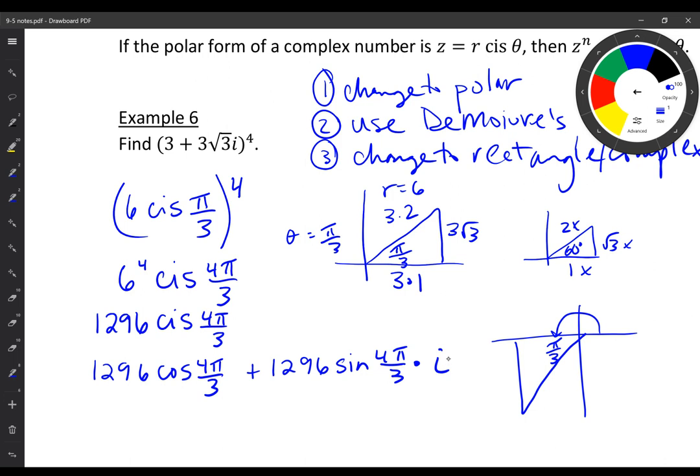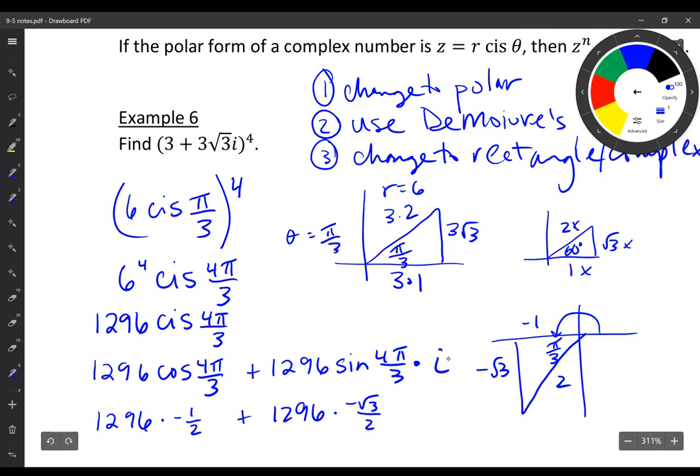And then I'm going to label negative square root of 3, negative 1, 2. And now I'm just going to take the sine and cosine. So my cosine of 4 pi over 3 would be a negative 1/2. So 1296 times a negative 1/2 plus 1296 times the sine, which is the negative square root of 3 over 2, and then this is times i.